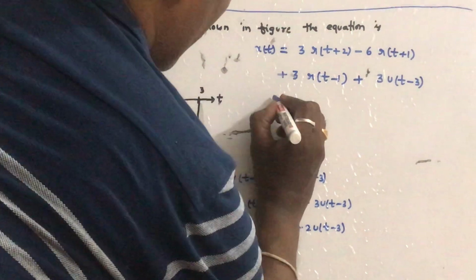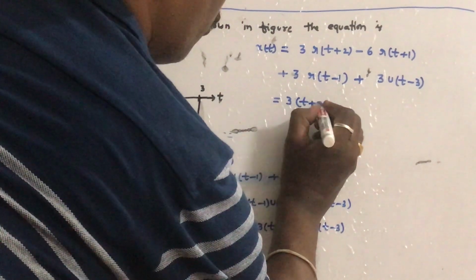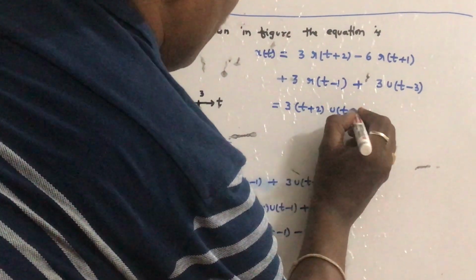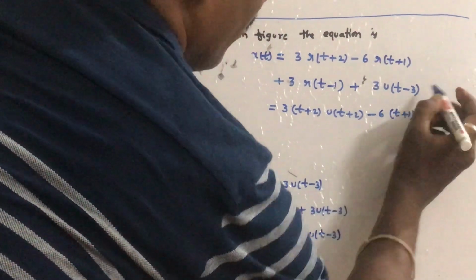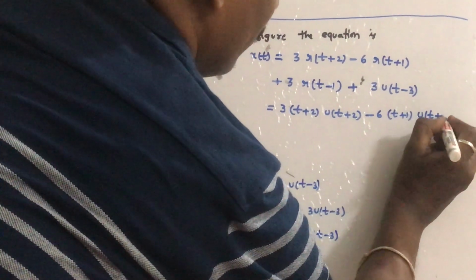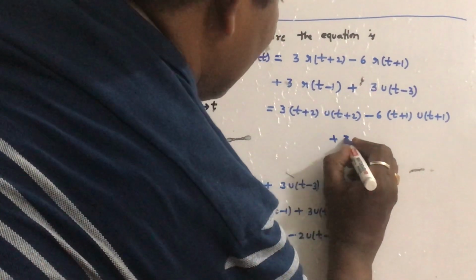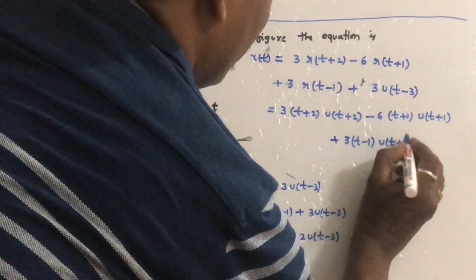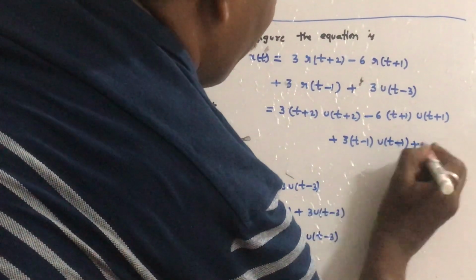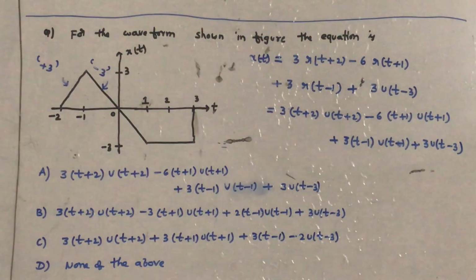So what we can write from this is: 3 into r of t, written as t plus 2 into u of t plus 2, minus 6 into r of t plus 1 in unit step format, plus 3 into r of t minus 1, written as 3 into t minus 1 into u of t minus 1, plus, last, we are adding a step. So this is the answer for this problem.